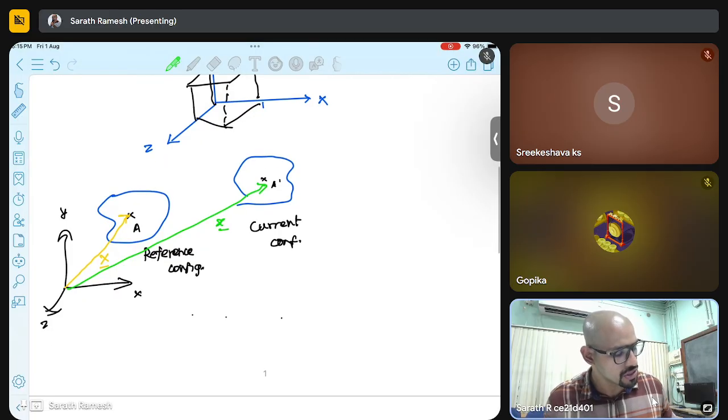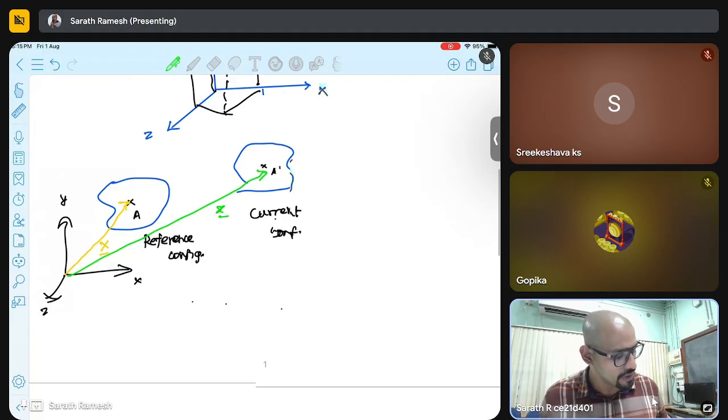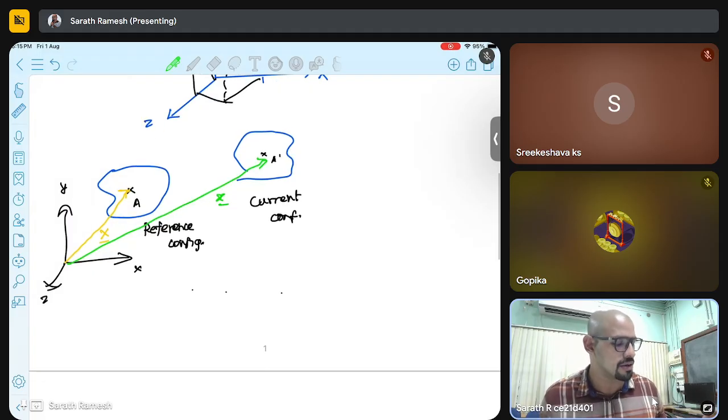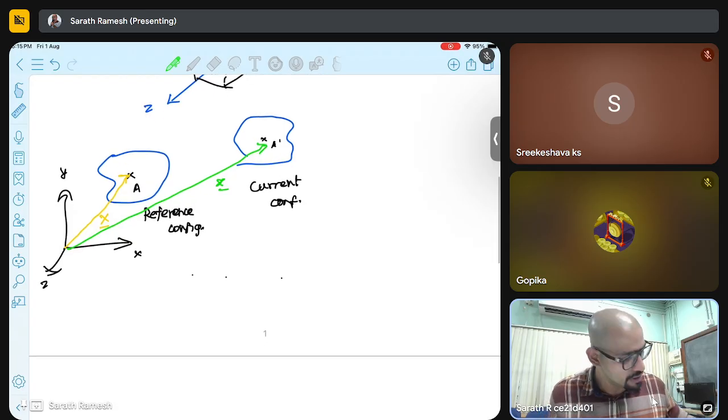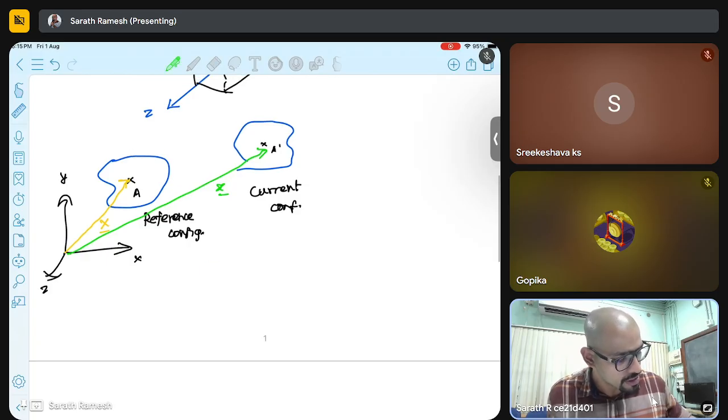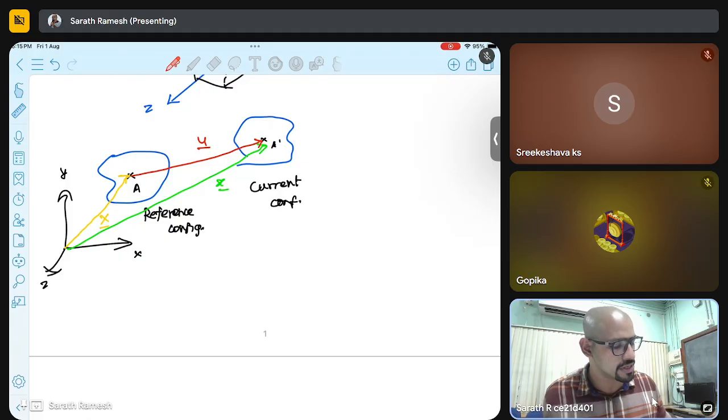Again, its position vector, assume it is given by small x. The relation between this capital X, the reference configuration position vector, and the current configuration position vector, we call the deformation field. By the way, what do we mean by displacement? The displacement is nothing but the vector from here to here, the shortest distance between those two points traveled.